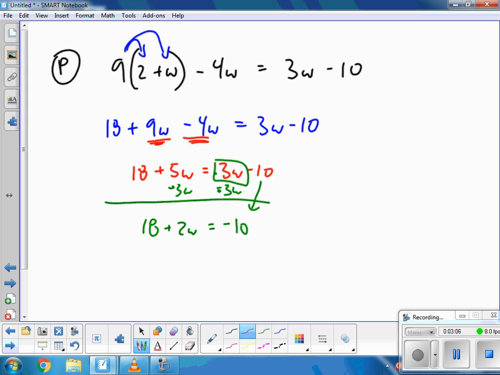Now I'm going to start to undo this. I'm trying to get w by itself, so I'm going to subtract 18. And I'm left with 2w equals negative 10 minus 18. It's getting more negative, so I'm at negative 28. I'm seeing that 2 is being multiplied, so I'm going to divide to do the opposite. And I end up with w equals negative 14.